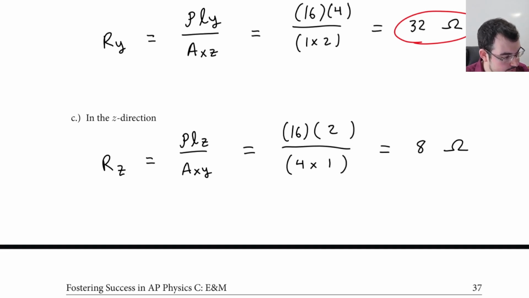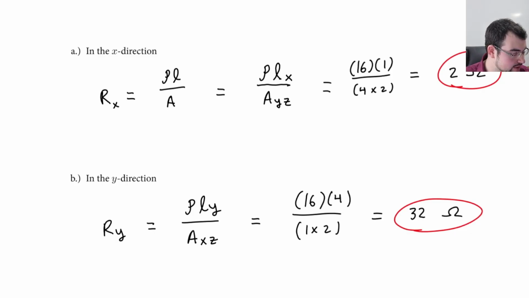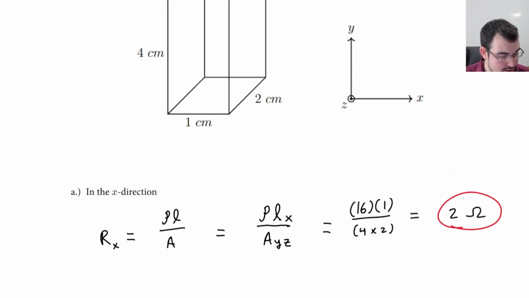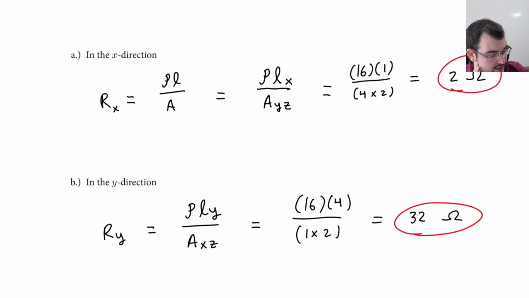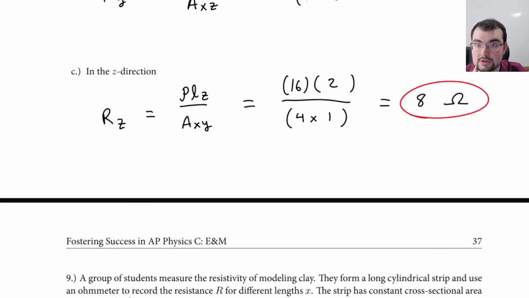And notice we actually could have ranked these without doing any calculations. So we see that the x direction is the least and the y direction is the most. Should make sense, because in the x direction, we have the shortest length and the biggest area. But in the y direction, we have the biggest length, but the smallest area. So it actually does make sense that x is the smallest, y is the largest, and z is intermediate.